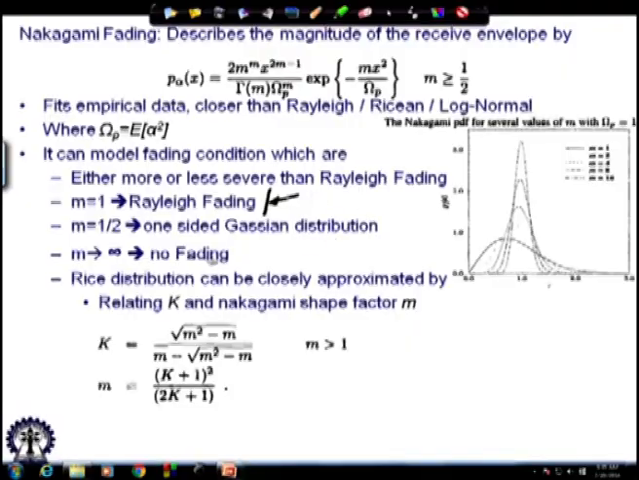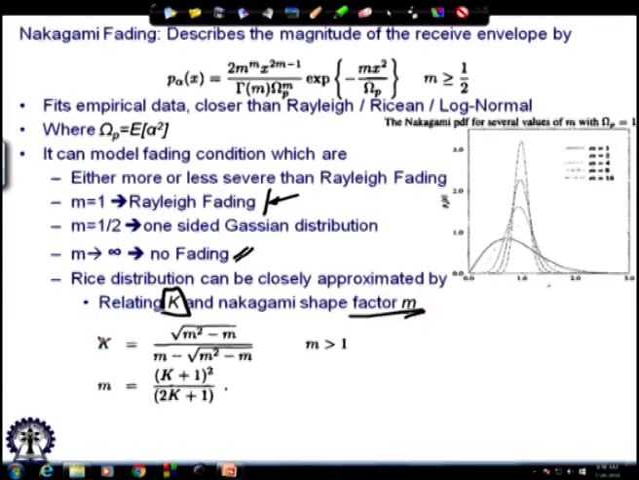For m equal to infinity, there will be no fading, just like the Rician distribution, and the Rician distribution can be closely approximated by Nakagami m by relating k, that means the Rice factor, to the Nakagami shape factor, which is the m in all these expressions. For example, if you take k equal to this particular expression, the square root of m squared minus m divided by m minus the root of m squared minus m, for m greater than 1, you could map a value of m corresponding to a certain value of k.